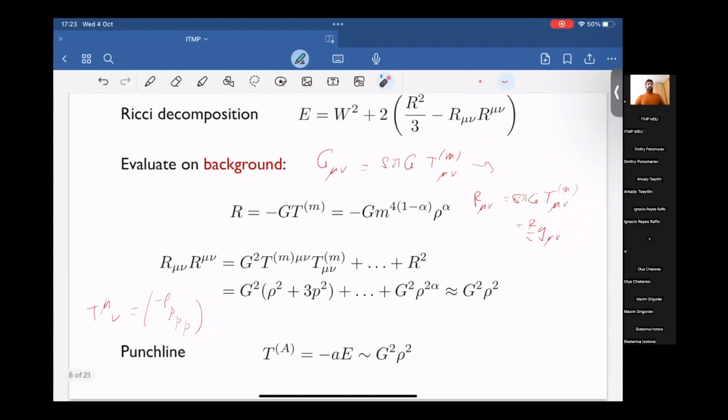So what does this tell us? The punchline is that it's very easy to estimate the contribution of the anomalous part of the trace, because under the above assumptions, that's simply given by minus A times the Euler density. The Euler density, which is given in this equation over here, has its most important contribution from this term, and that's what's written in here. Of course, there are subleading corrections, but they scale with smaller powers of alpha, so we're not going to care about those.